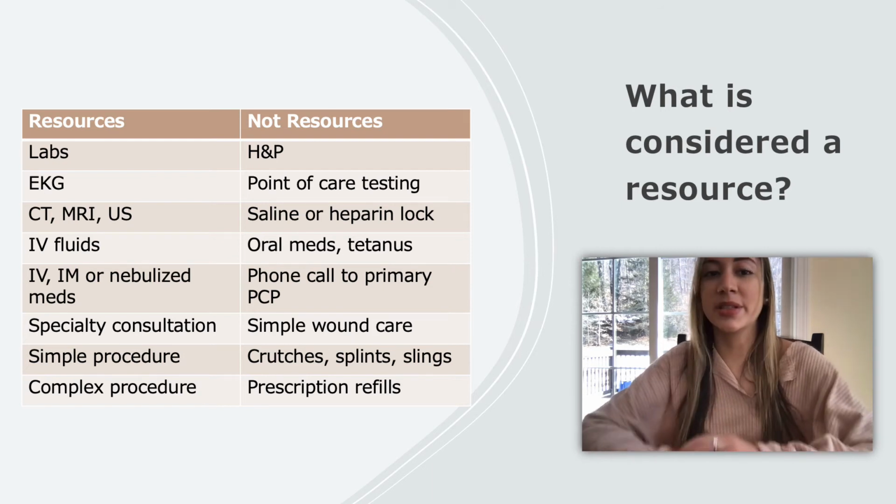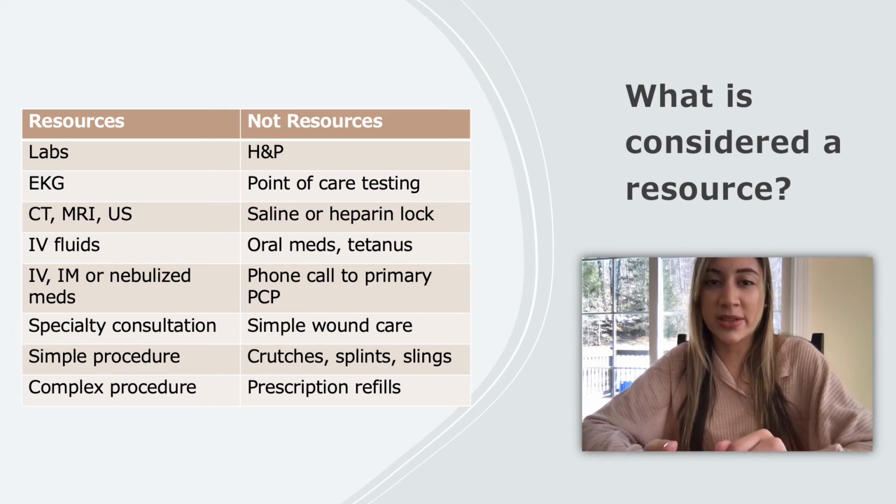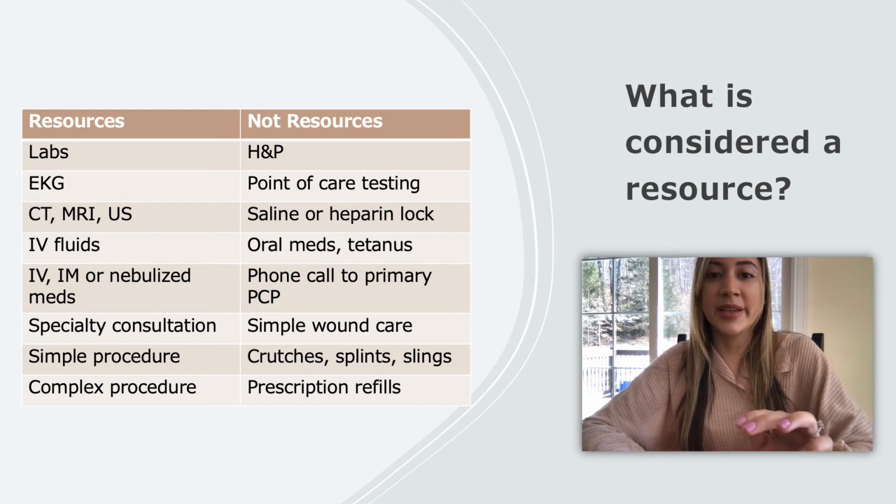So resources include labs, EKG, CAT scans, MRIs, ultrasounds, IV fluids, IV, IM, or nebulized medications, and specialty consultations. So if you're coming in with OB problems and the doctor has to consult an OBGYN, etc. A simple procedure, like a laceration repair or placing a urinary catheter, is considered one resource. And then a complex procedure, like a procedural sedation, is considered 2 resources.